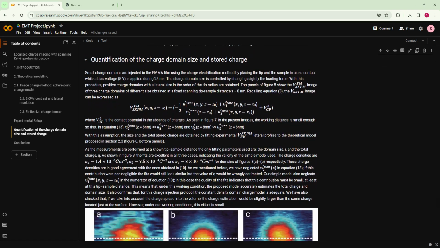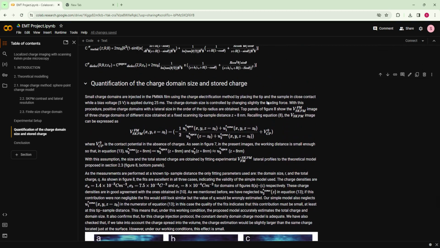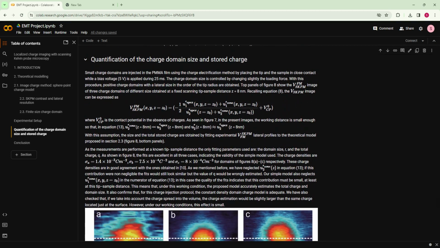The charge domain size is controlled by slightly changing the loading force. With this procedure, positive charge domains with a lateral size on the order of the tip radius are obtained. The top panels of figure 8 show the VFM SKPM image of three charge domains of different size, obtained at a fixed scanning tip-sample distance z equal to 8 nanometers.